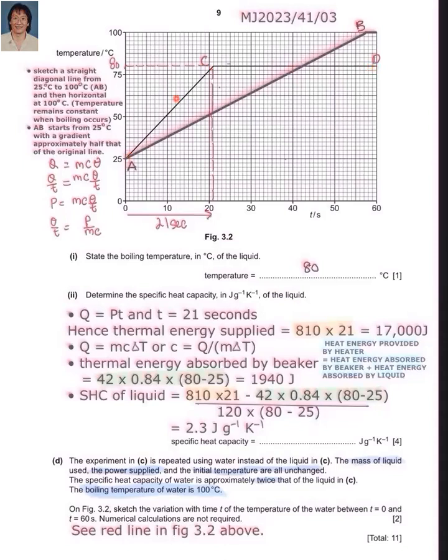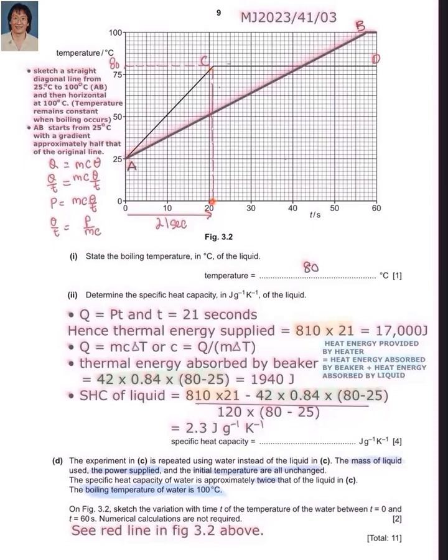For AC, heating causes the temperature of the liquid to rise. The liquid is heated for 21 seconds, as you can see from here. And the temperature of the liquid rises from 25 degrees Celsius to this temperature, which is 80 degrees Celsius. So from here, we can calculate the energy provided by the heater, which is 810 times 21.